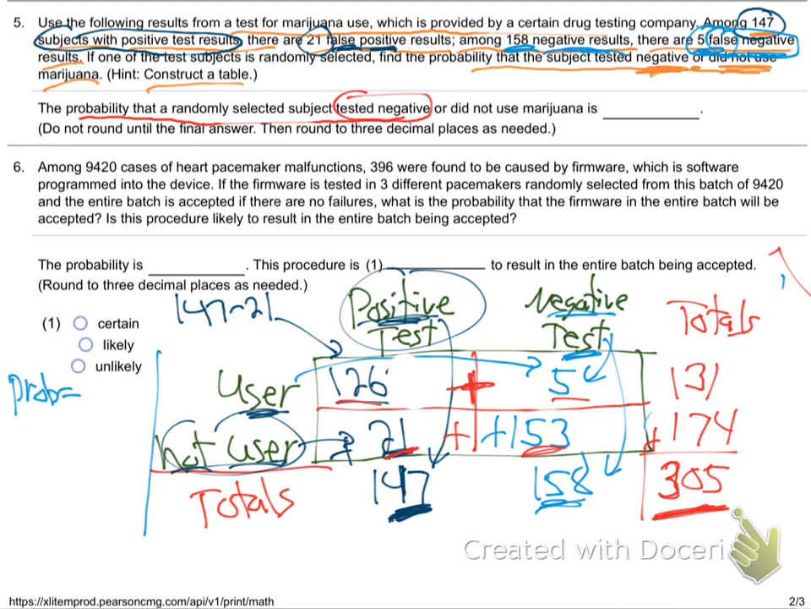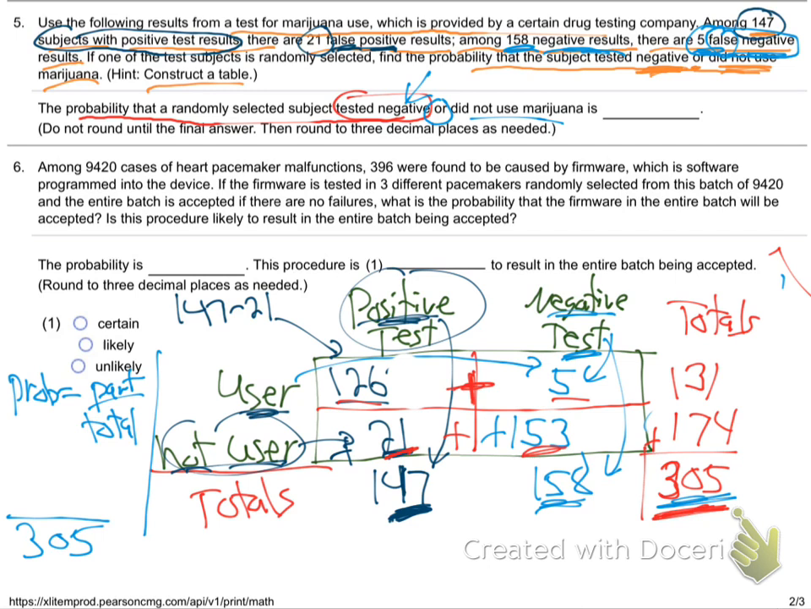Probability is part over the total. We already know the total on the bottom: 305 people total. What's the part? Well, whatever they say it is. What do they want? People that tested negative or did not use.